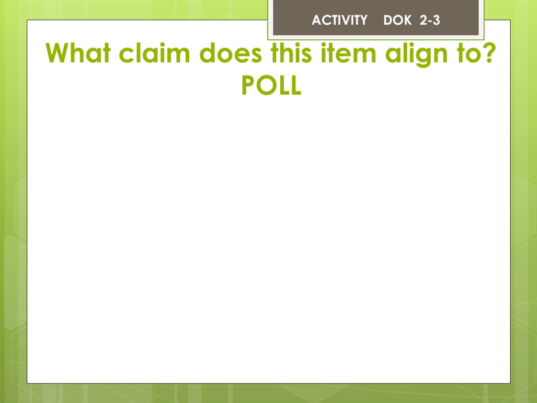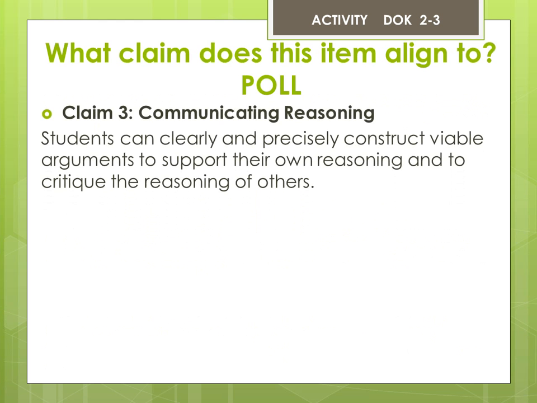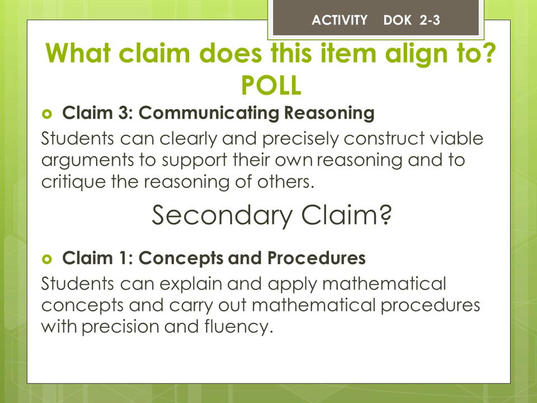So what claim does this item align to? If you decided that it aligned to claim 3, you're correct. Again, keeping in mind that you need to look at both part A and part B. And then there is a secondary claim. It's claim 1. As you can see, not only would the student have to communicate reasoning in part B, part A is strictly concepts and procedures. It's very basic procedural knowledge to answer whether or not the statement is always true, sometimes true, or never true.